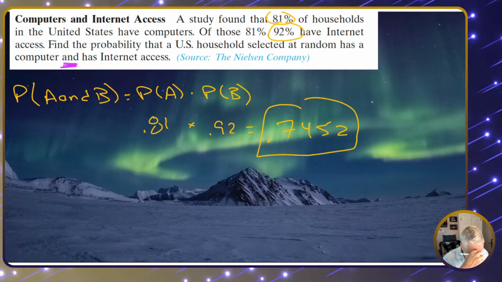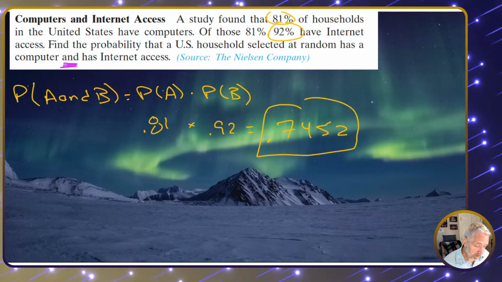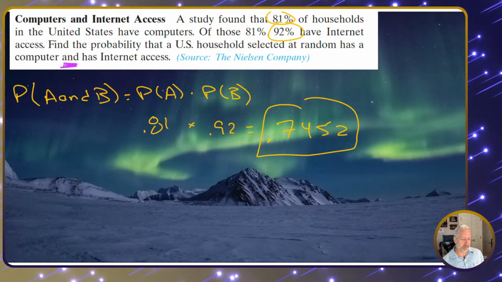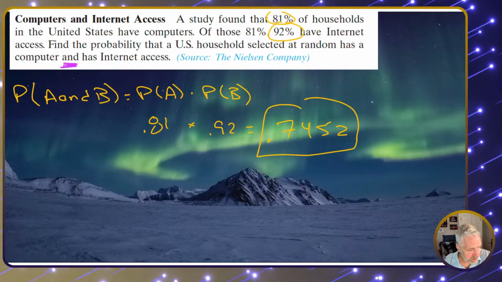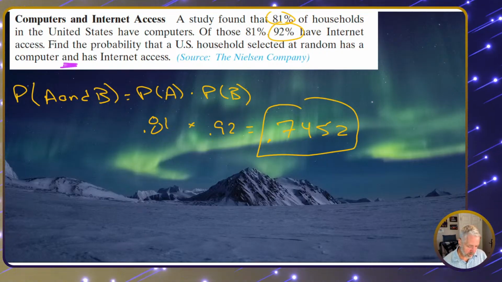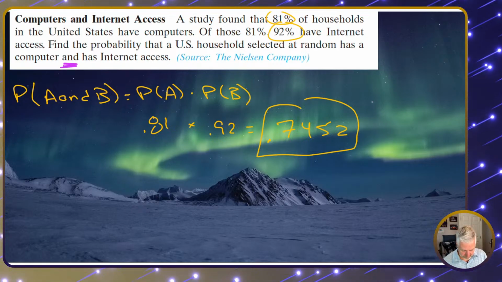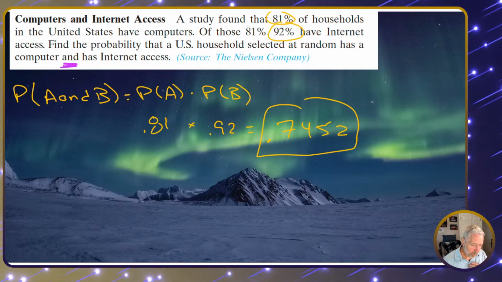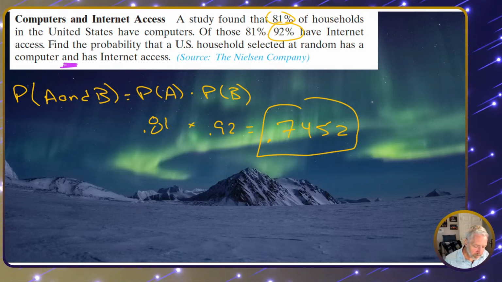So you got about a 75% chance if you randomly select a household in this particular area or this particular population, you have a 75% chance that you will have both a computer and internet access. All right, not a bad problem. Moving on.